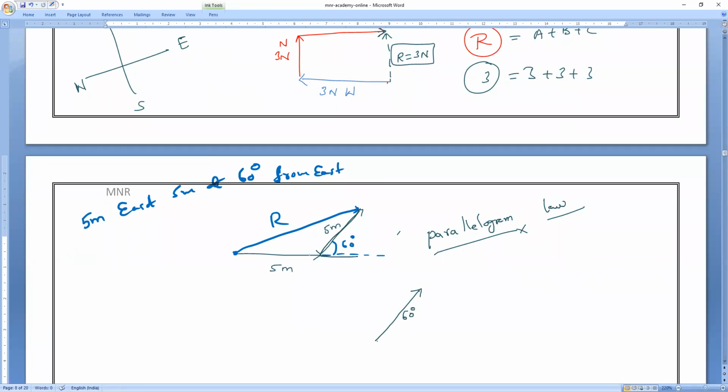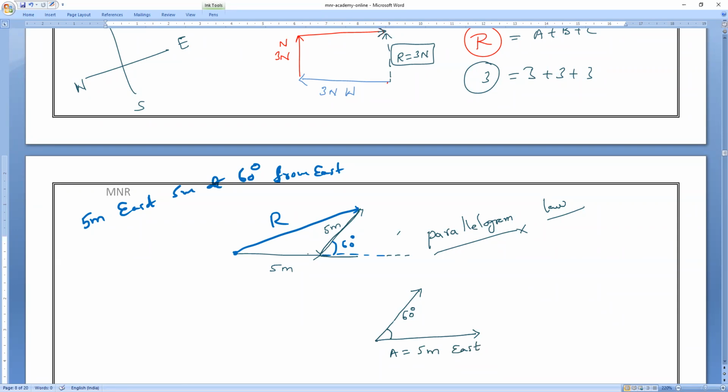So I will make the parallel shift. This is the parallel shift of A. Is it correct? Parallel shift of A, this one. So this is 60 degrees. What is the angle here? 60 degrees. Now I am taking A equal to 5 meters. How much, guys? We all know, 5 meters.